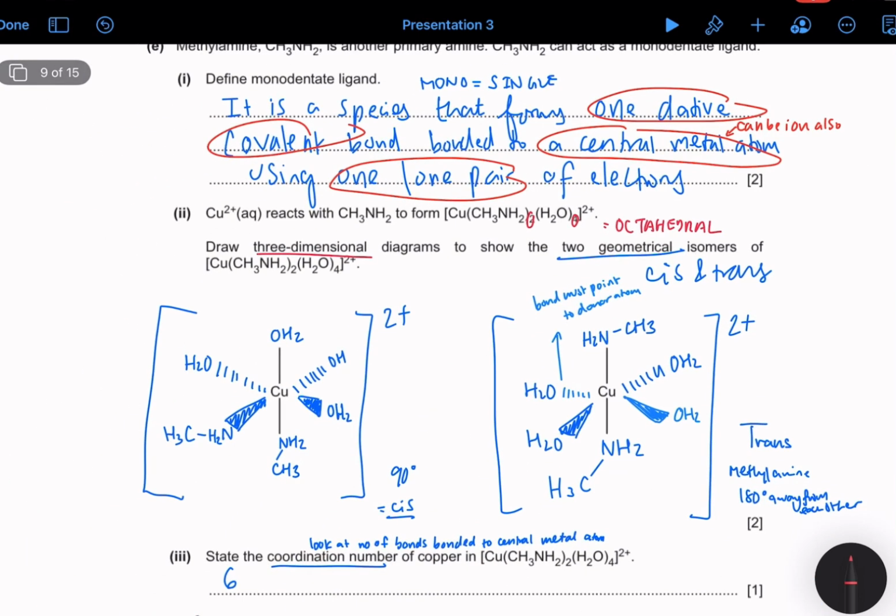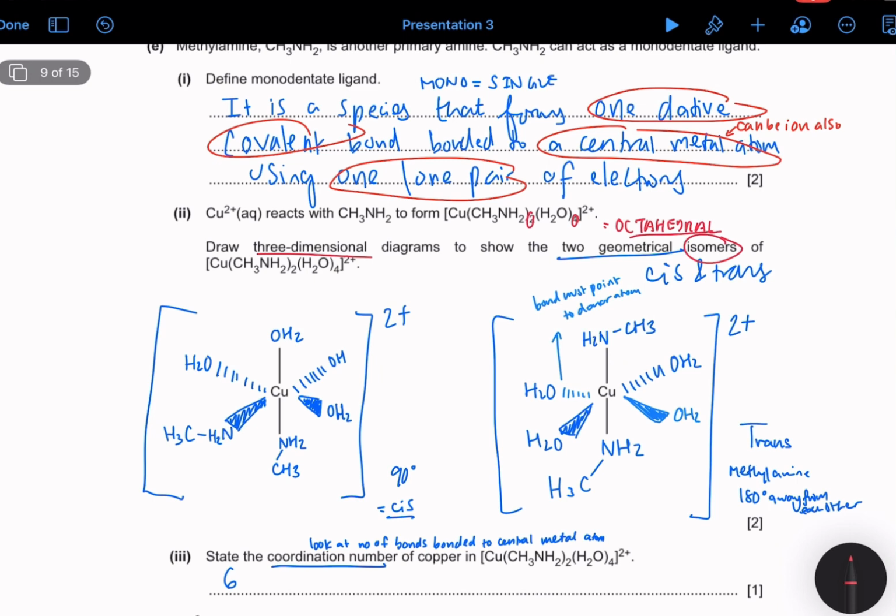Alright. So Cu2+ reacts with CH3NH2 to form Cu(CH3NH2)2(H2O)4. Alright, so you have 2, 4, that's 6. That is octahedral. So yeah, that is the shape. Draw the 3D diagram to show the two geometrical isomers of [Cu(CH3NH2)2(H2O)4]2+. Alright, so usually for this, it's cis and trans.